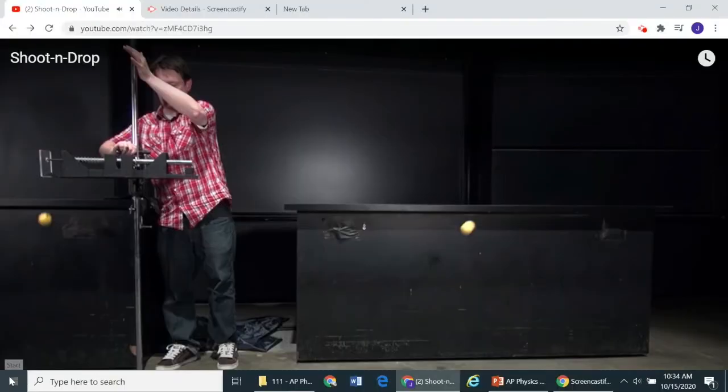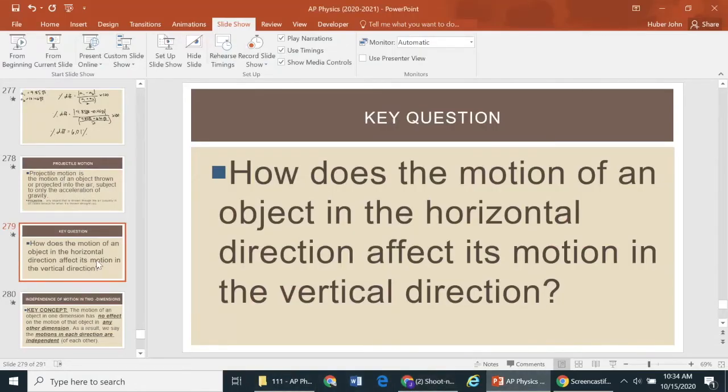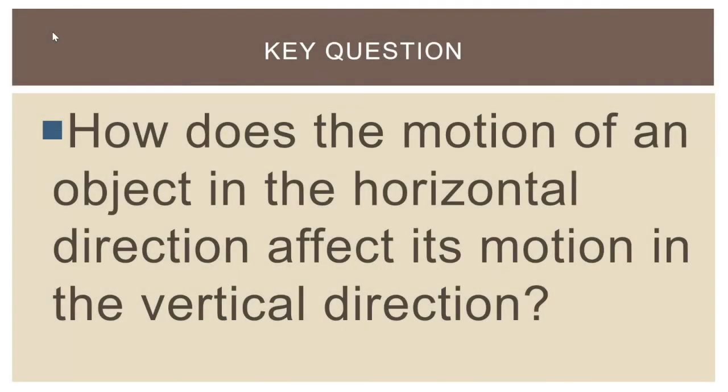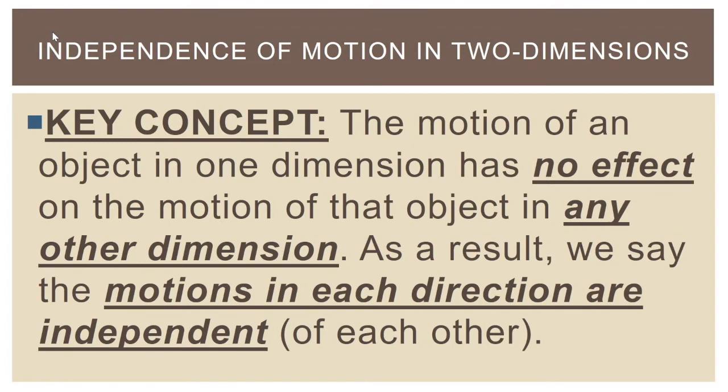And so because the objects, even though one is thrown horizontally, both hit the ground at the same time, we can determine a pretty important fact about their motion. And that fact is the motion of an object in one dimension has no effect on the motion of that object in any other dimension.